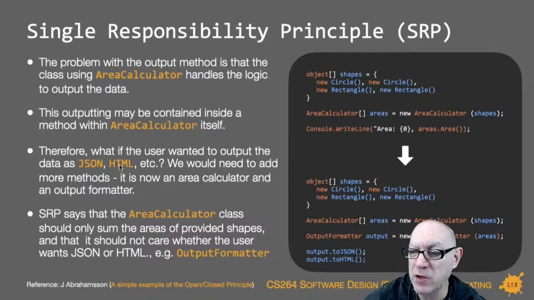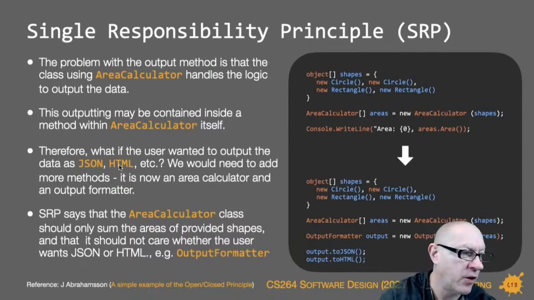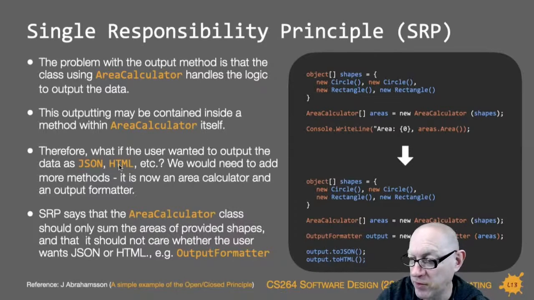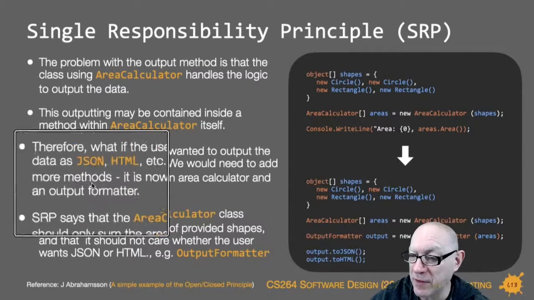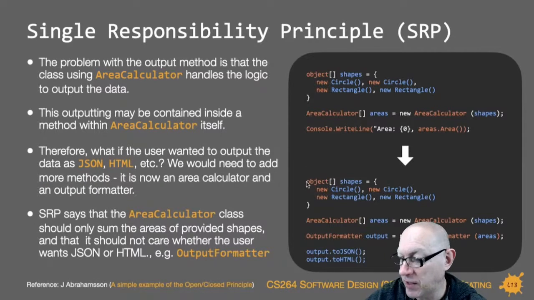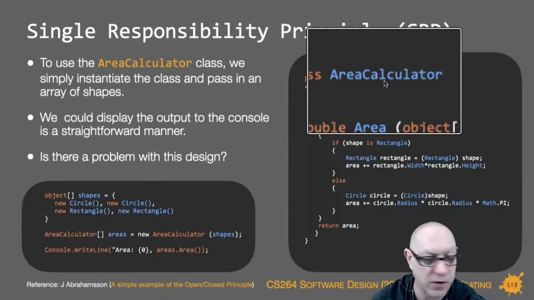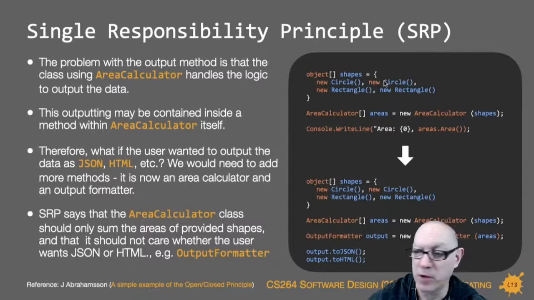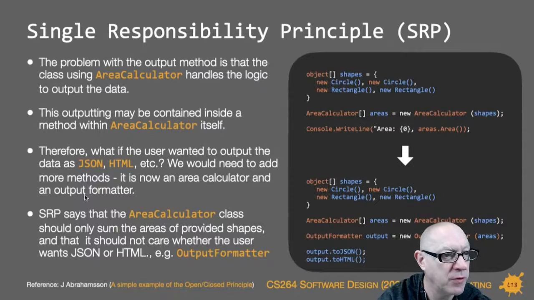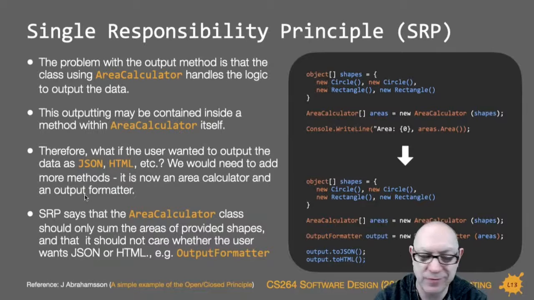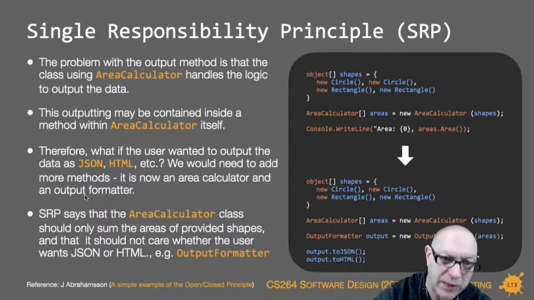What would happen if the user wanted to output the data as JSON or HTML or some other format, for example? What would happen is that we need to add more methods. So what this means is that our area calculator class that we had previously now becomes an area calculator and an output formatter. So it's doing two jobs. And you might say, oh, it's just writing. Well, actually, that's quite complex, because in modern applications, we tend to have complex work happening, and then we need to send the results somewhere.